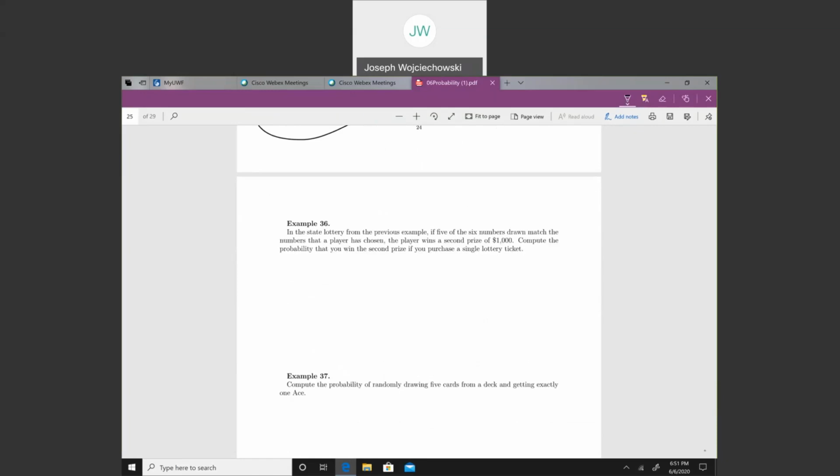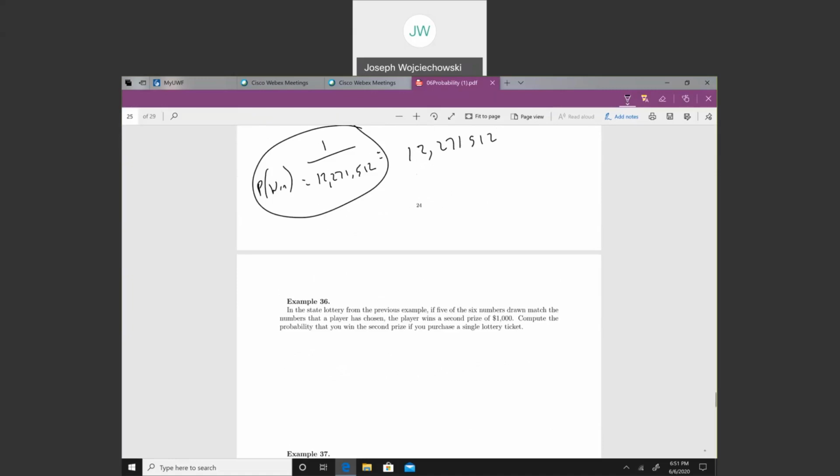Okay. In the state lottery from the previous example, if 5 out of 6 numbers are drawn and match the numbers that a player has chosen, the player wins the second prize of $1,000. Compute the probability that you win the second prize. So now we know how many different combinations there are. Now we need to know how many ways we can get 5 out of 6.